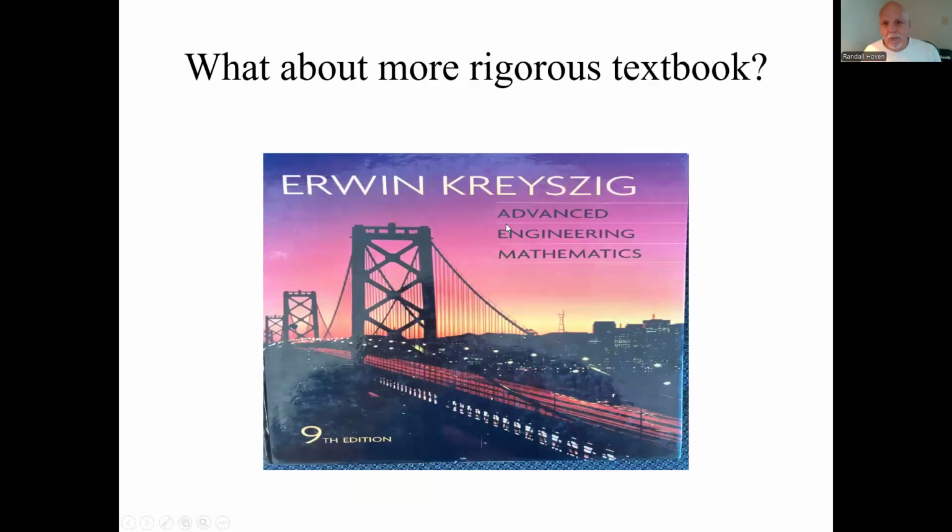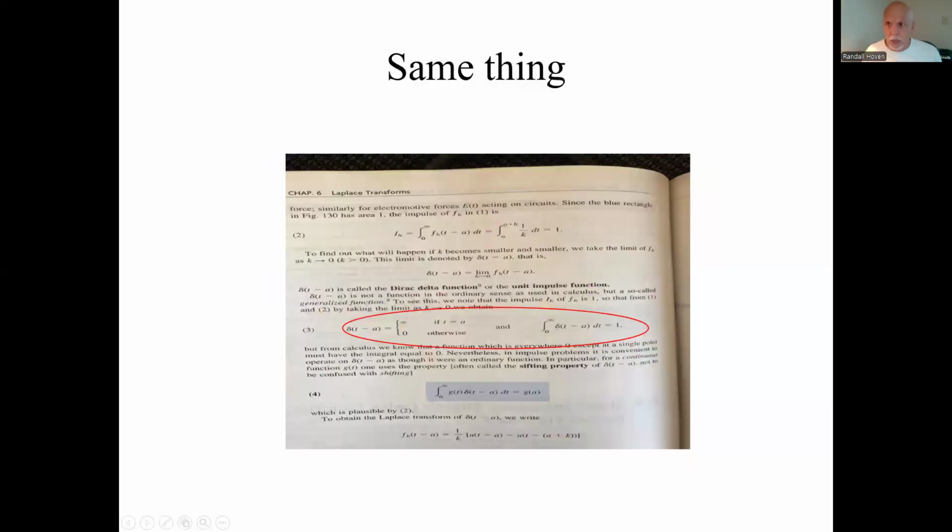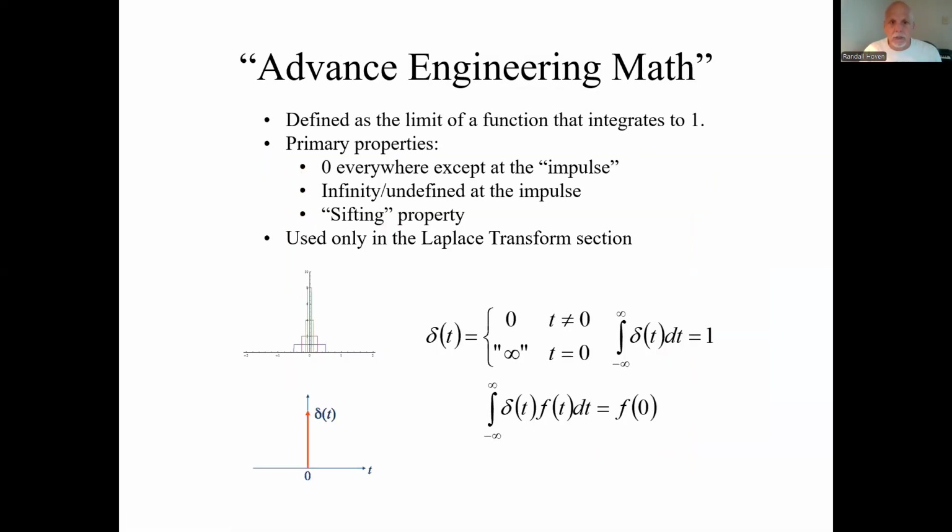Here's another textbook called Advanced Engineering Mathematics, considered a bit more rigorous than the one I just talked about. And it pretty much is the same level of coverage. It comes up with 2 key properties, which I'll talk about more later. And this idea of it's a function, it's a limit of a function. So they both talk about it like this.